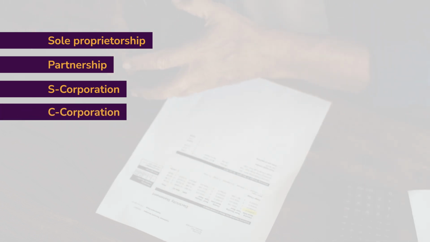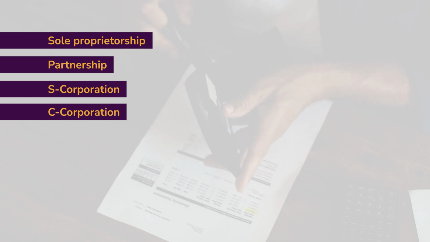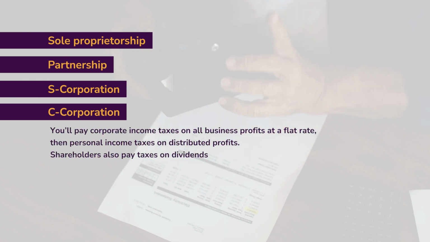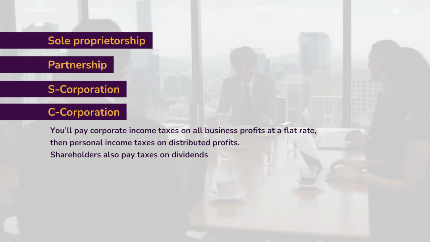C corporation. LLCs can choose C corporation status, though few small business owners do so, as this involves double taxation. You'll pay corporate income taxes on all business profits as a flat rate, then personal income taxes on distributed profits. Shareholders will also pay taxes on dividends.